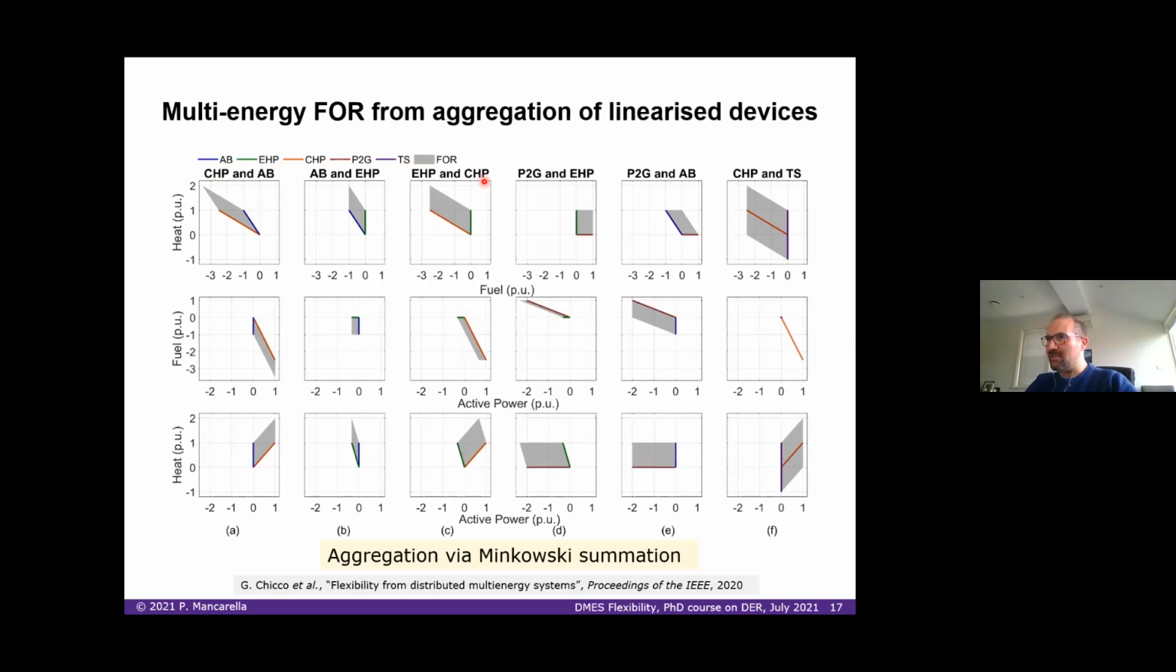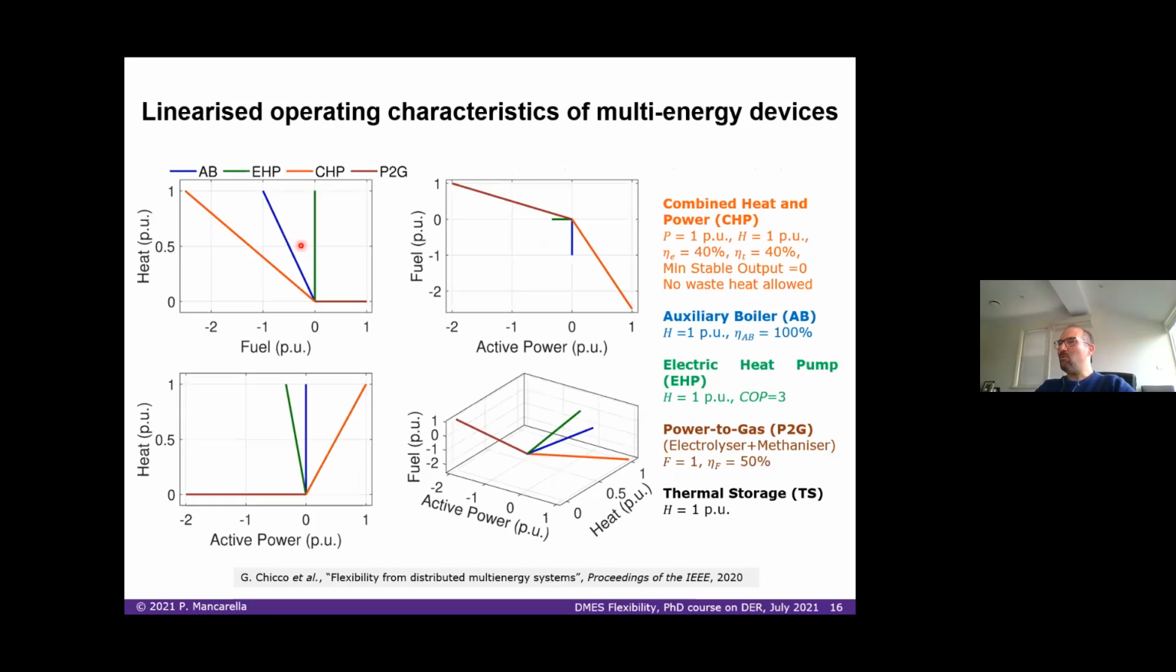So very interestingly, when I look at these representations, there is very little flexibility here, or none at all, because basically what I'm saying here is, if I am producing active power, I also need to produce heat. If I am consuming electricity, I am producing heat for a heat pump. So where is the flexibility? How can I change operating points if I'm actually linked to moving just on that specific line?